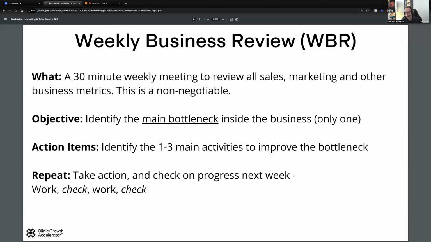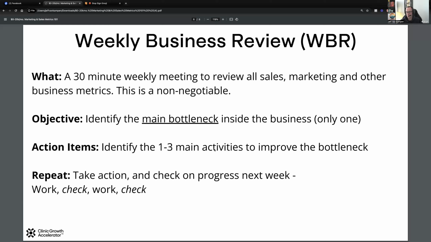Our main objective is to identify the main bottleneck inside of our business. Typically, there's only one. If you think there's more than one bottleneck in your business, that may be the case, but you typically want to identify the one that's going to have the most upside if you fix it, meaning that if you fix this bottleneck out of all of them, this would have the biggest movement in my business. What is that bottleneck? How can I identify it?